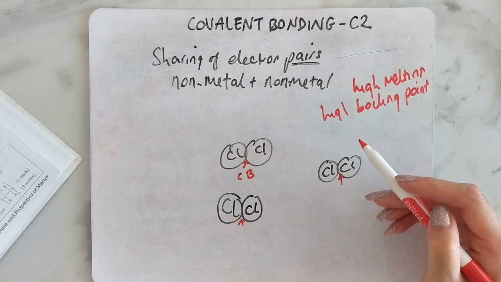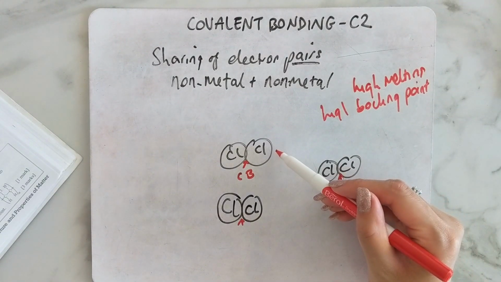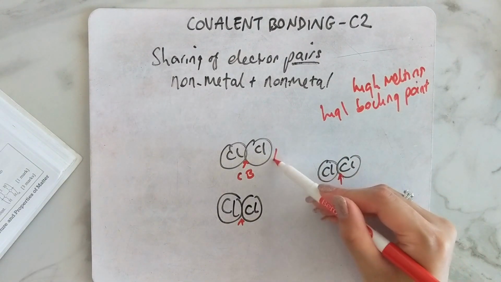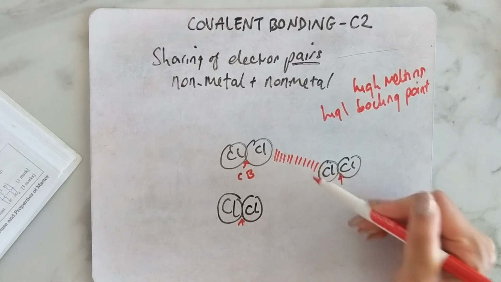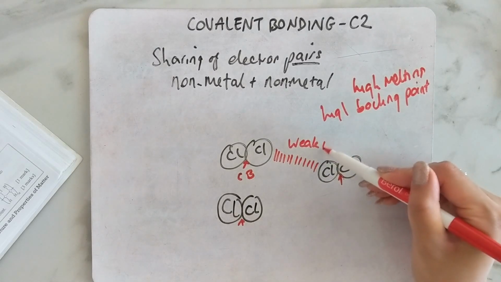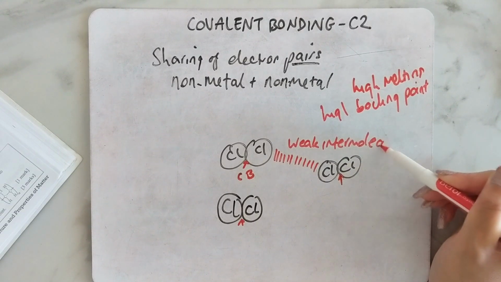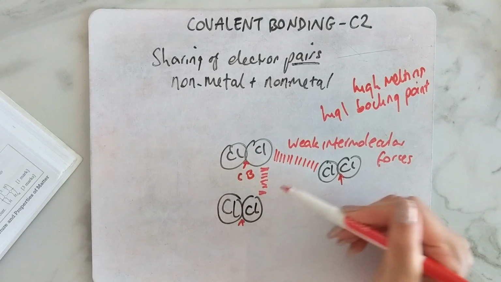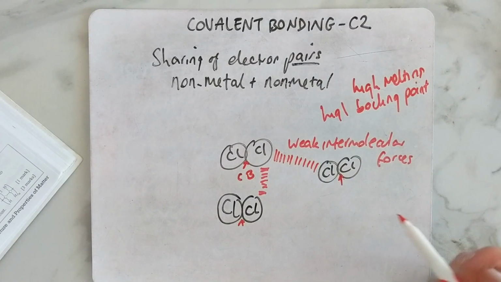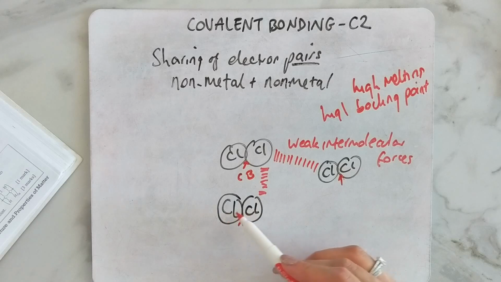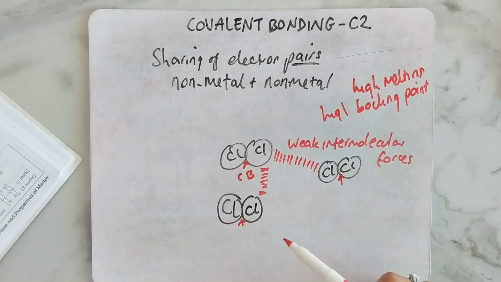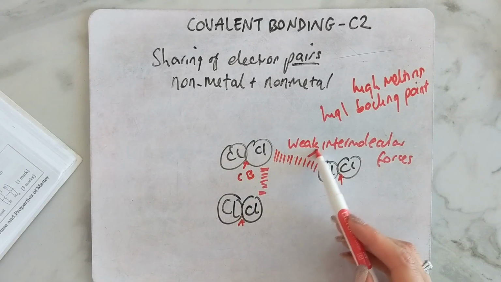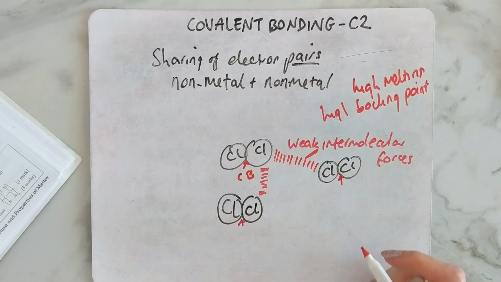Between these compounds or molecules, you have something called weak intermolecular forces. These weak intermolecular forces can be easily broken. But the covalent bonds between the elements, between the non-metal and the non-metal, cannot be easily broken. So it's really important to know about this force here.